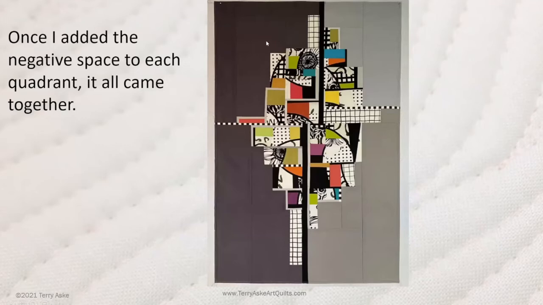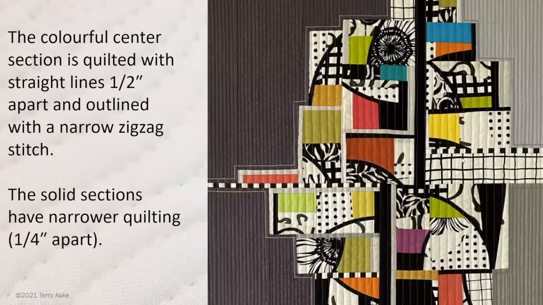Then I added some plain gray fabrics in the background and a little bit of striped fabrics, and I felt like I then had what I had wanted in the beginning. And I quilted it with straight line quilting. I do all my quilting by machine, all my piecing by machine. I did a narrow zigzag around the center portion to outline it. And I'm really happy with the way it turned out.